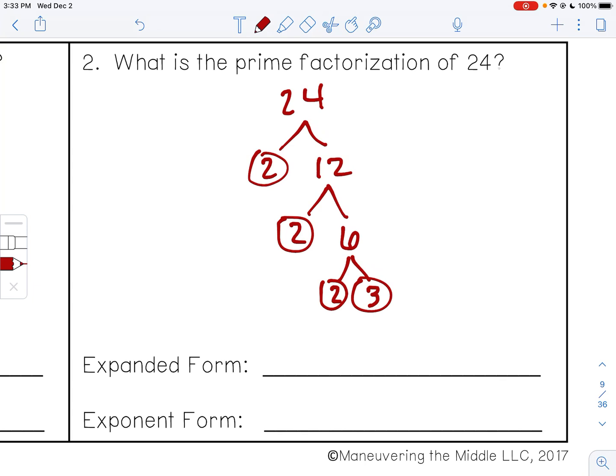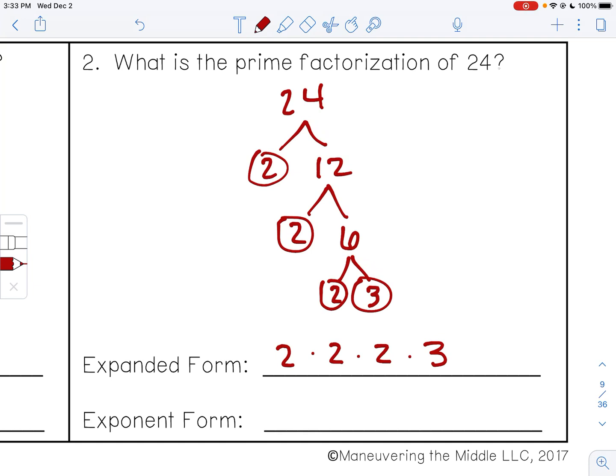So now I'm going to write the expanded form. And all I do, again, when I write my expanded form is I take all of my circled numbers and put a multiplication symbol in between them. So 2 times 2 times 2 times 3. So that's my expanded form. Now, to turn this into exponent form, again, guys, we have already done this. So this is not new information.